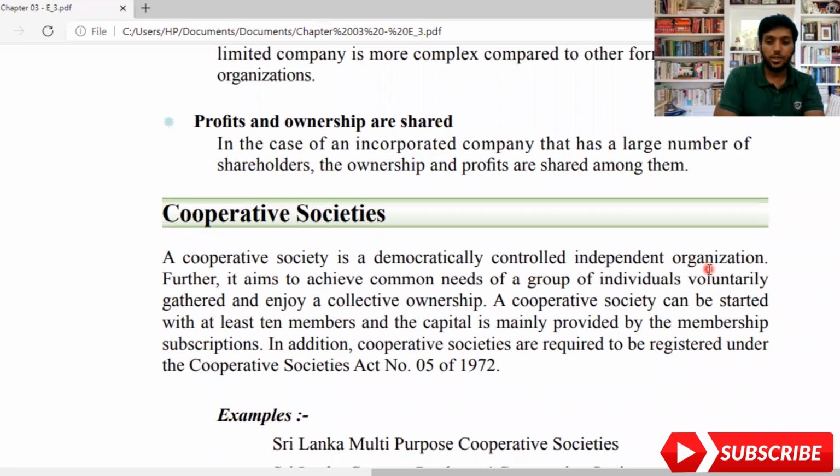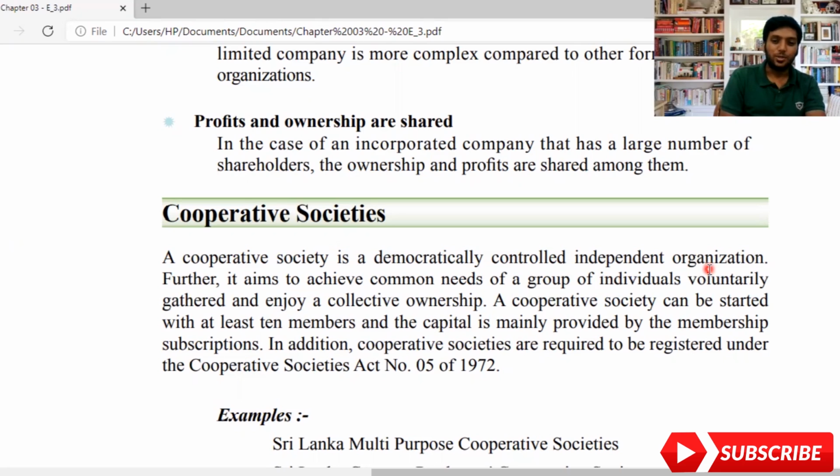Further, it attempts to achieve the common needs of a group of individuals voluntarily gathered who enjoy collective ownership. So you get a lot of people with the intention to help others. They join together and they make ownership. A cooperative society can be started with at least 10 members and the capital is mainly provided by the membership subscription. So once you join as a member, you need to pay some money every month or every day or every year to keep the organization running. So it's a proud thing for you. The organization might give you an award when you invest more into the business. But the good thing is you get a good name, good value in the society. But the bad, I mean, there's no bad when it comes to doing good.